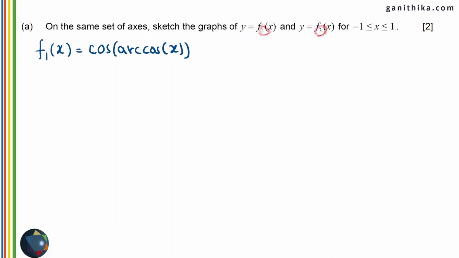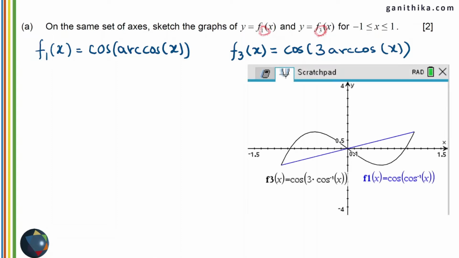f1 of x is cos of arc cos of x because n equal to 1. f3 of x will be cos of 3 arc cos of x. So n equal to 3. Now you are going to graph these two on your graphing calculator, which gives a shape like this. One thing that you need to notice here is my x-axis is from negative 1.5 to 1.5, even though the question is asking me to draw between -1 and 1.